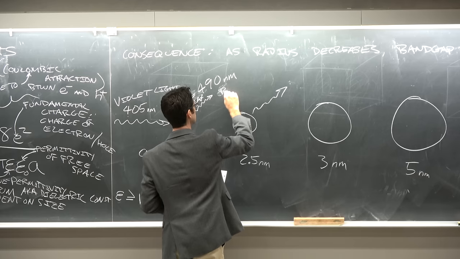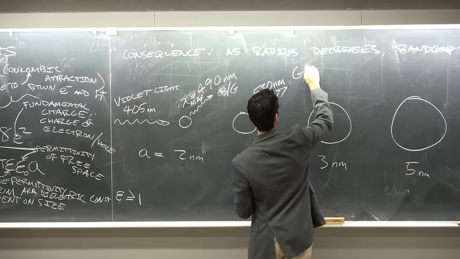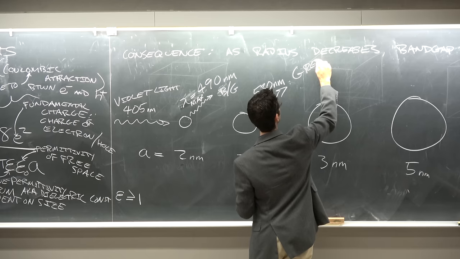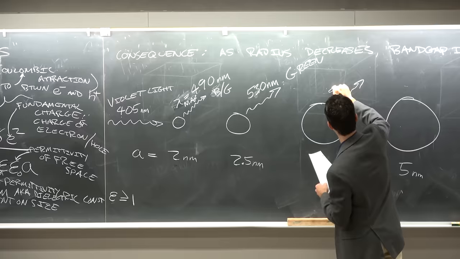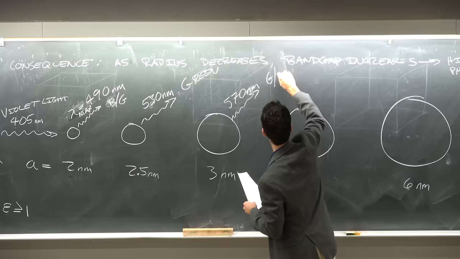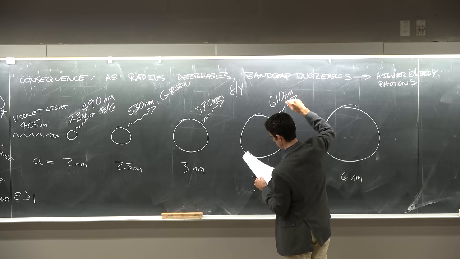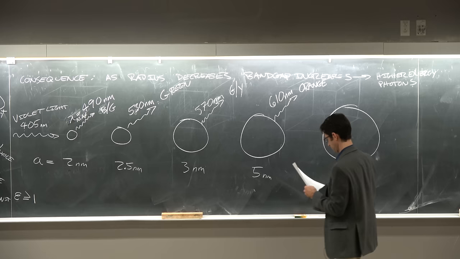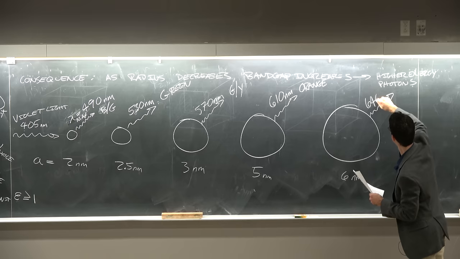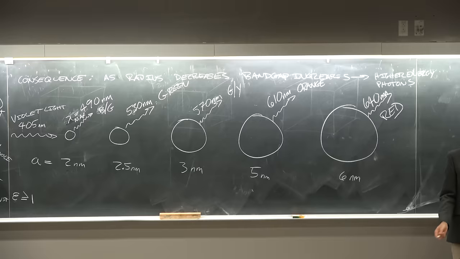Similarly, for the 2.5 nanometer quantum dot, the band gap gets smaller, giving 530 nanometers, which is solidly green. For the 3 nanometer, you get a 570 nanometer photon, which is somewhere in the green-yellow regime. The 5 nanometer quantum dot gives a 610 nanometer photon, which is orange. And the 6 nanometer quantum dot gives a 640 nanometer photon, which is red. Visible range, again, is about 400 to 700 nanometers.